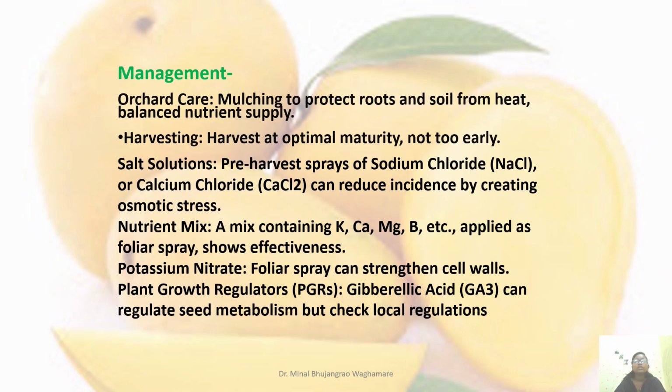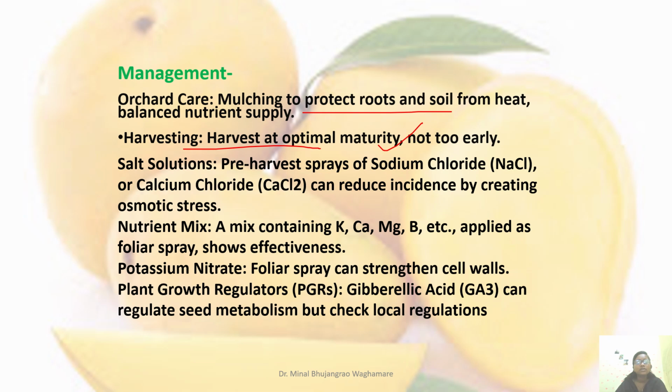So coming to the management, here alertness also plays a more important role. Mulching protects the roots and soil from heat, because excess heat stress is one of the factors which leads to spongy tissue. So mulching can protect the root and soil from the heat, and that also protects the mango crop from spongy tissue. And we have already seen premature harvesting leads to spongy tissue. So harvesting at optimal maturity, not too early, is one of the good management practices.